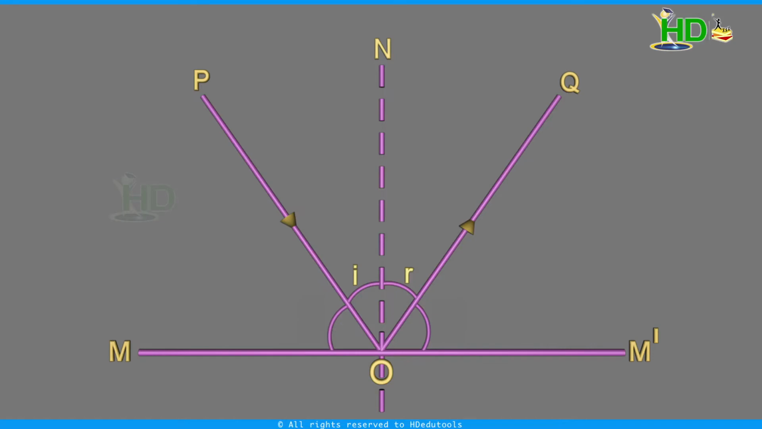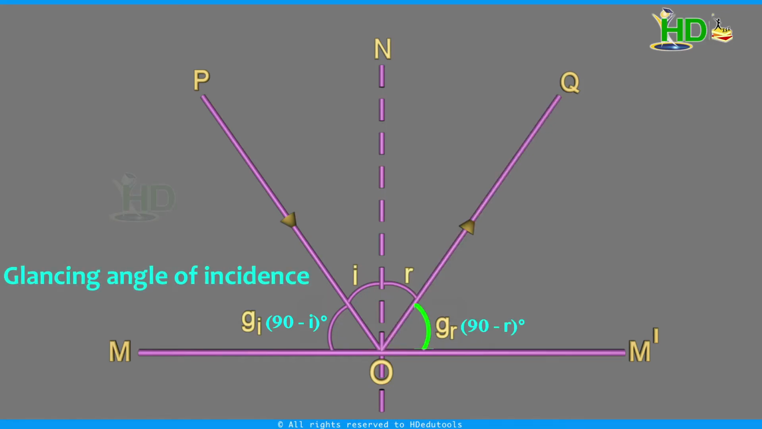The angle between the reflecting surface and the incident ray is 90 minus i. Similarly, the angle between the reflected ray and the reflecting surface is 90 minus r. This is called the glancing angle of incidence and this is called the glancing angle of reflection.